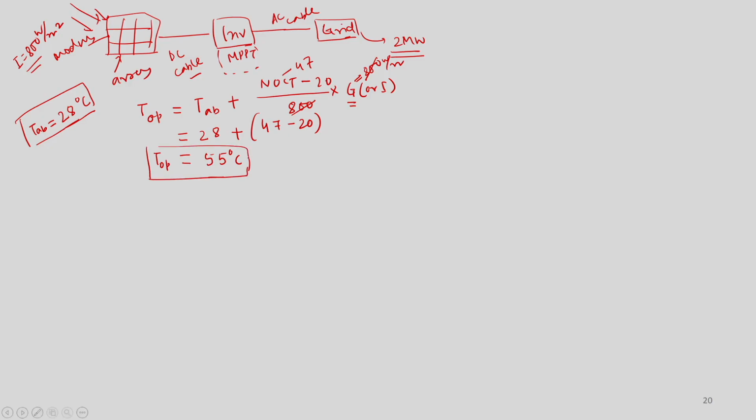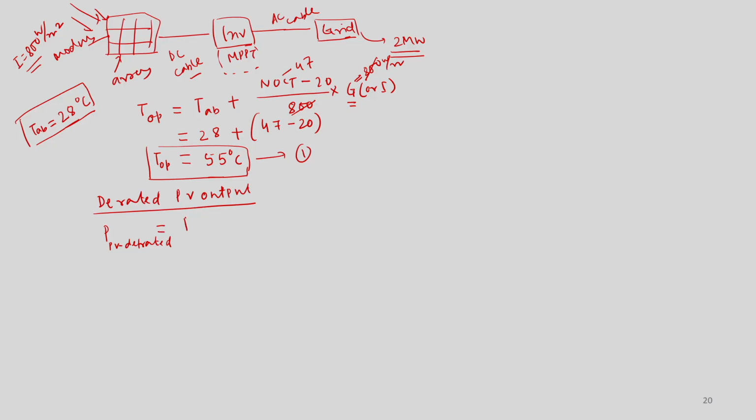And also we must know the derated PV output. So, now we will calculate the derated PV output. Derated PV output. So, how to calculate it? So, PV derated. So, derated will be how much?